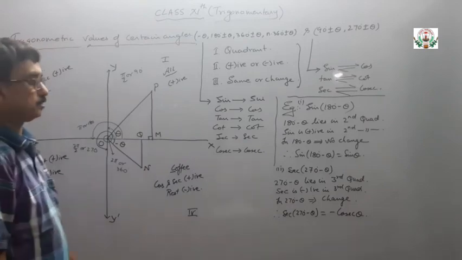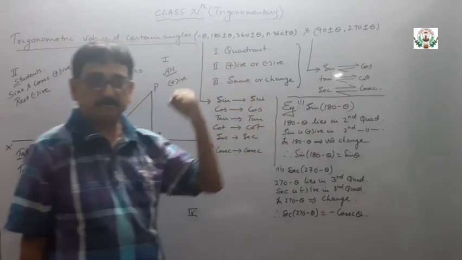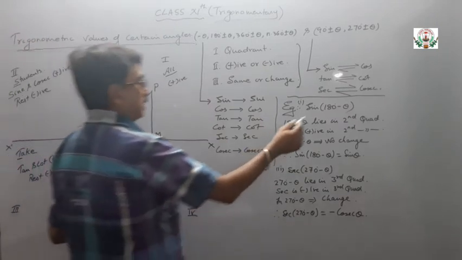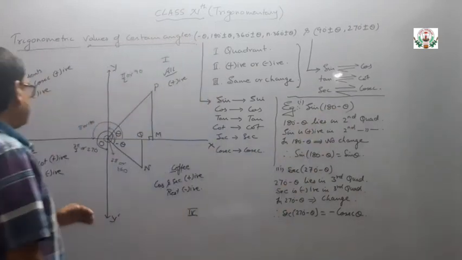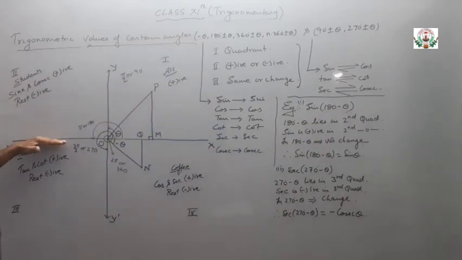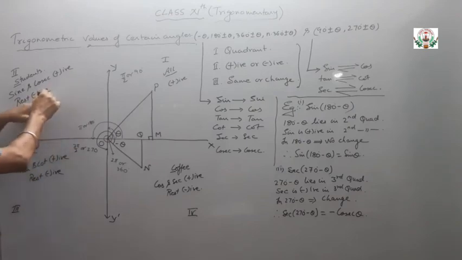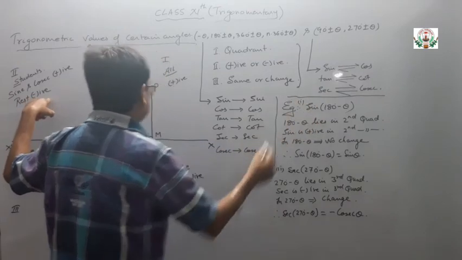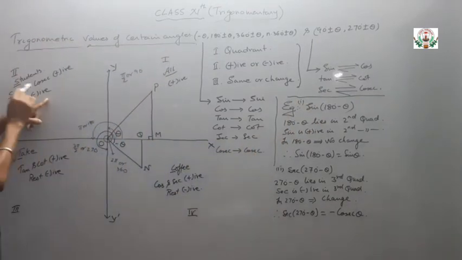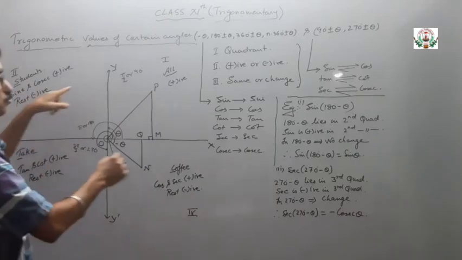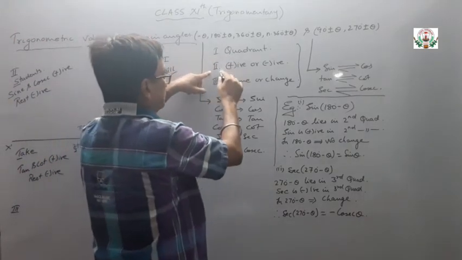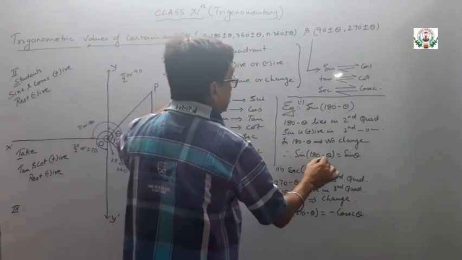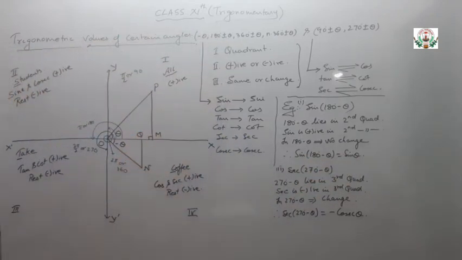Suppose I want to calculate sine 180 degree minus theta. First I will check the angle of that trigonometrical ratio. The angle is 180 minus theta, and it will lie in the second quadrant. And in the second quadrant, which trigonometrical ratio is asked in the question? Sine. So sine in the second quadrant is positive. Change or no change? With 180 minus theta, there is no change. So sine 180 minus theta will be equal to sine theta.